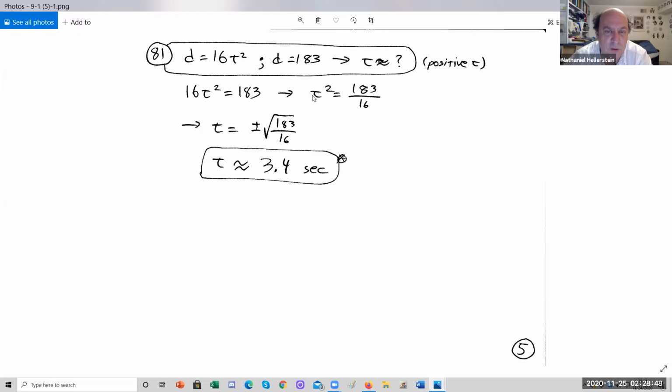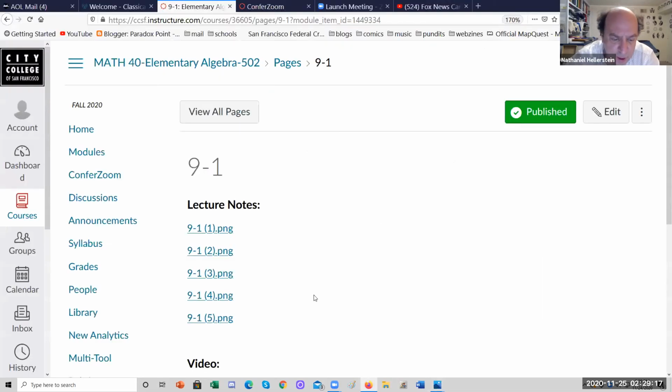So to solve for t, first divide by 16. T squared equals 183 over 16. Take square roots. T is plus or minus root 183 over 16. We throw out the negative solution because this is a real world word problem. And the calculator says the square root then is 3.4. So it takes 3.4 seconds for something to fall 183 feet, assuming no air resistance. Okay, we are done with this.